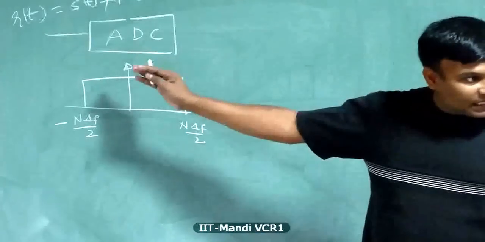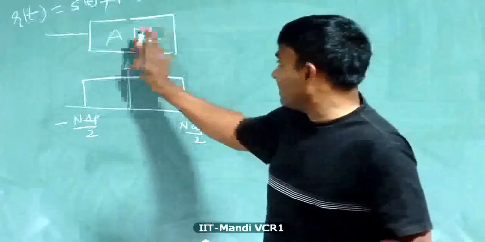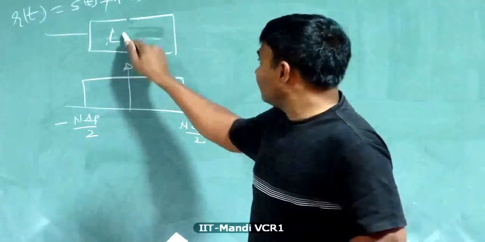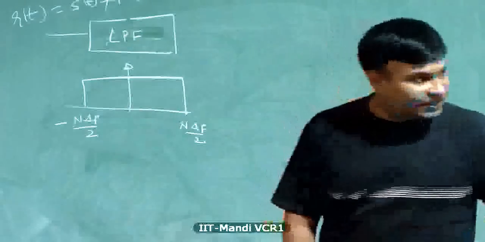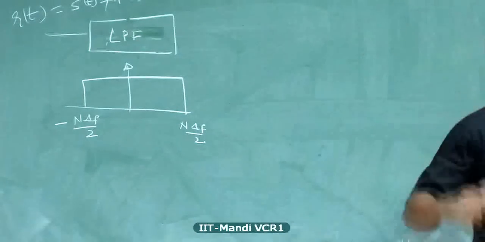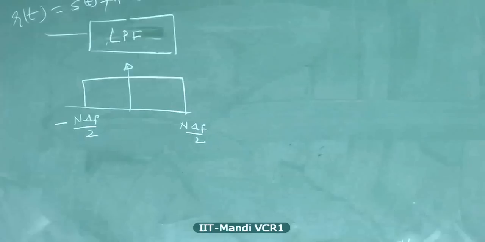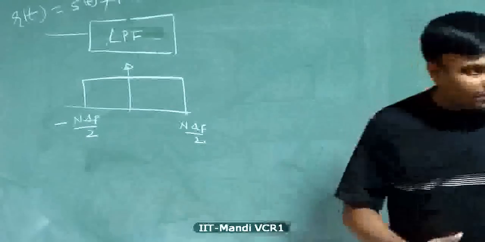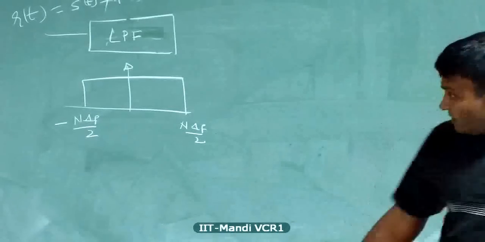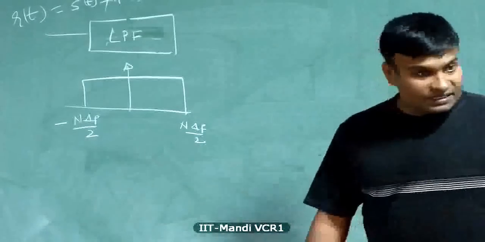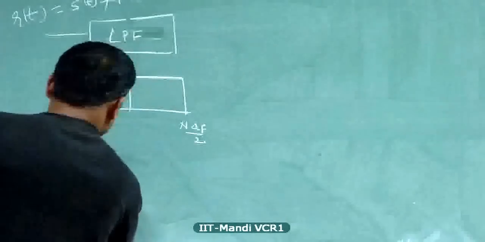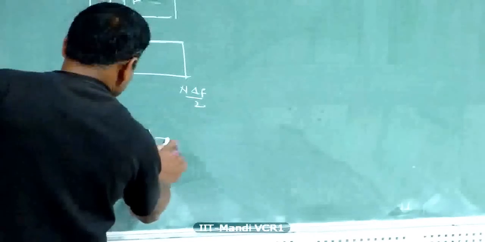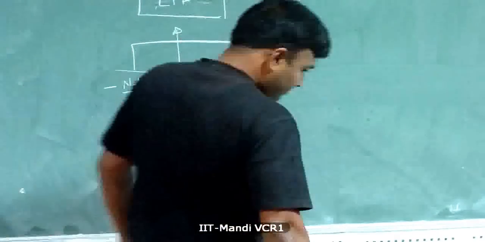Don't think of it as an ADC for the moment. Think of it as a low pass filter. I will see how it acts as an ADC in a moment. You have to limit the received signal to a band n times delta f. The bandwidth is n times delta f.